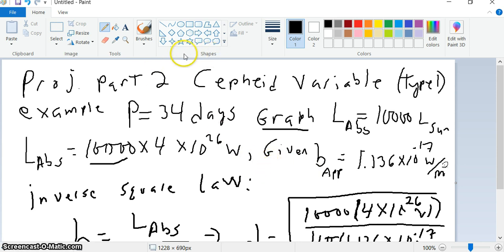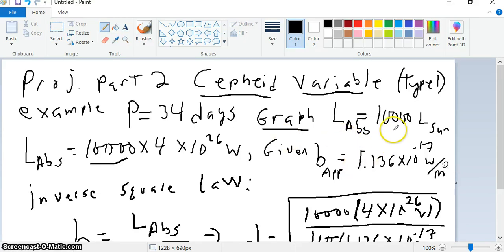Okay, remember what we're trying to do for project part 2 is use Cepheid variables to determine the distance. This one is just an example, but the one that you guys are working on will be the distance to Polaris, the pole star, which happens to be a Cepheid variable.